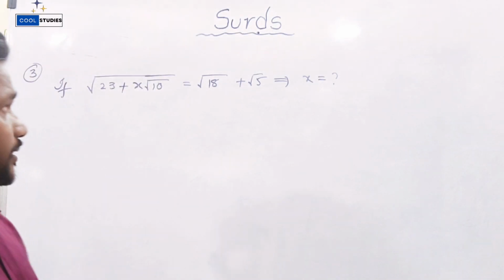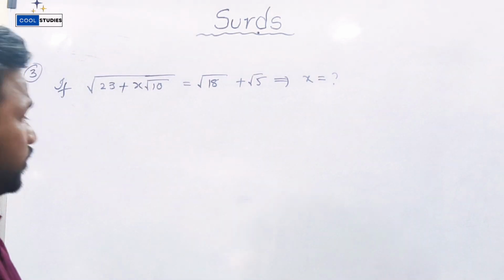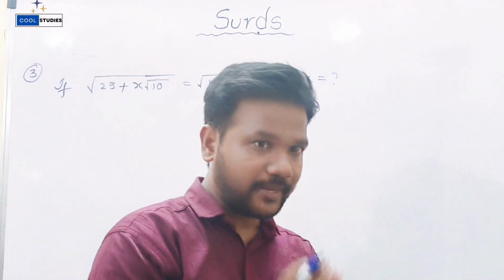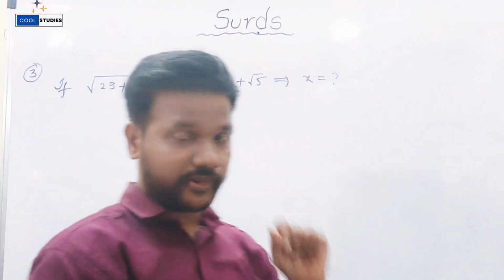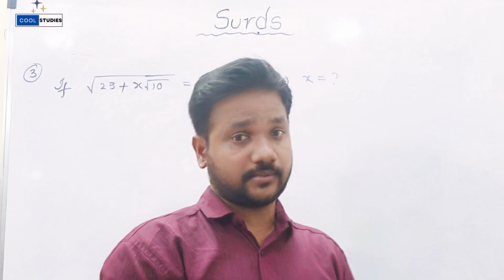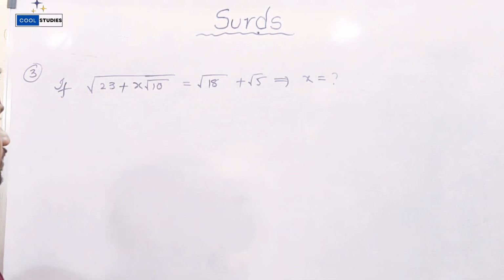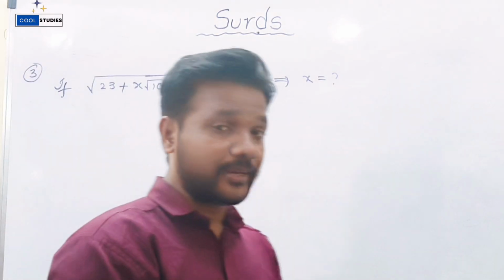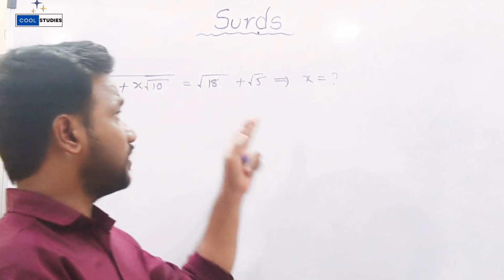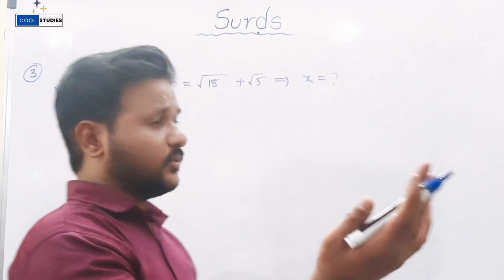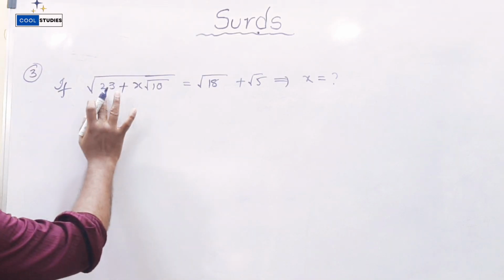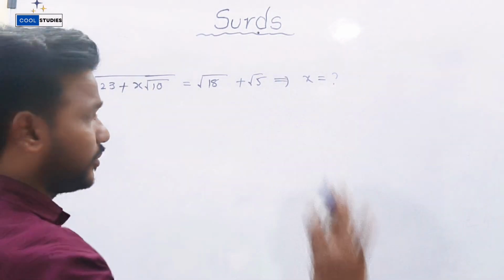Now question number 3. The question is given here. If √23 plus x √10 is equal to √18 plus √5, then what is the value of x? Simple question. To cancel the root, let us do squaring on both sides.